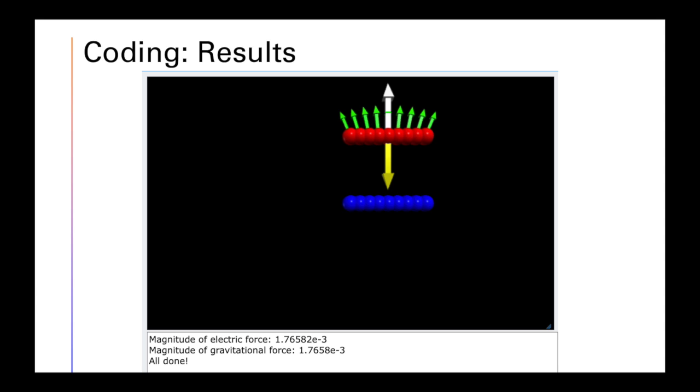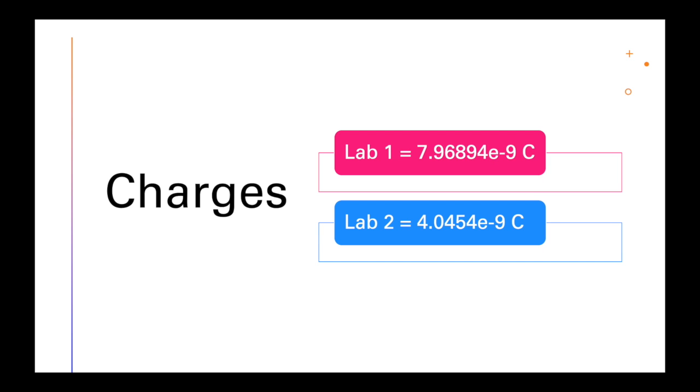Here is the result of my computational model, with the magnitude of the gravitational and electric force equaling each other in the output. In the model itself, the green arrows represent the net electric field of the top tape, evenly distributed across each individual charge. The white arrow represents the net electric force on the top tape by the bottom tape, and the yellow arrow represents the gravitational force. The charge estimate for this model was found to be 4.0454 times 10 to the negative 9 coulombs.